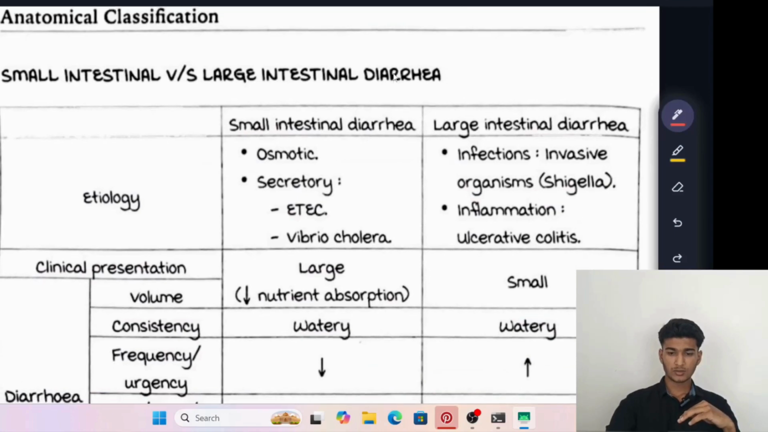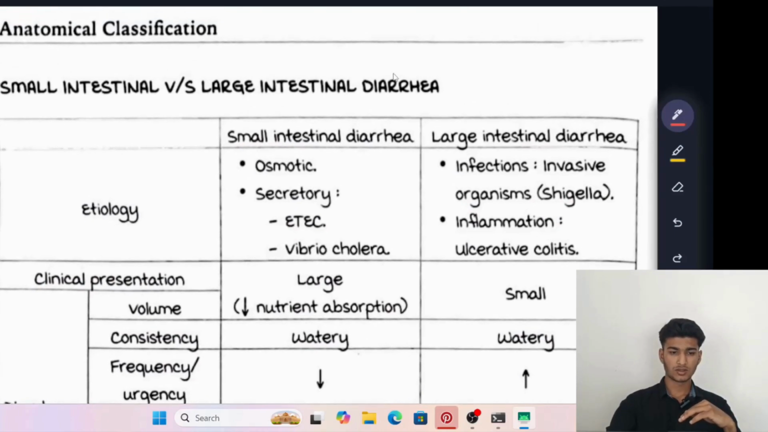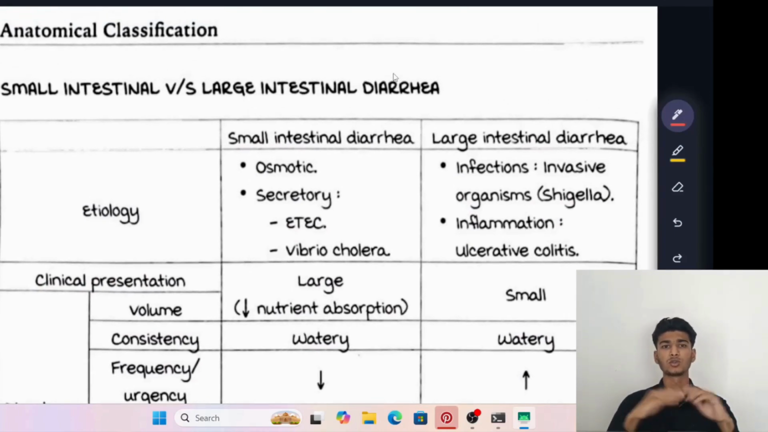Now, this is the anatomical classification. On the basis of anatomy, we can classify diarrhea into two types: small intestinal diarrhea and large intestinal diarrhea. I'll give you a trick for this. In small intestinal diarrhea, remember: large and clean. You will get a large amount of defecation and it will be clean.